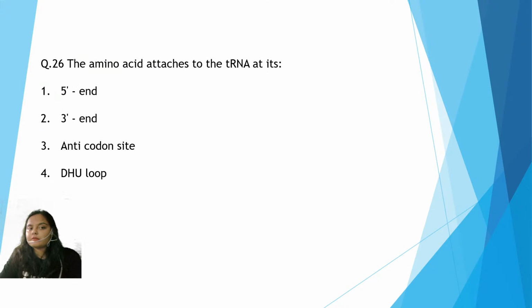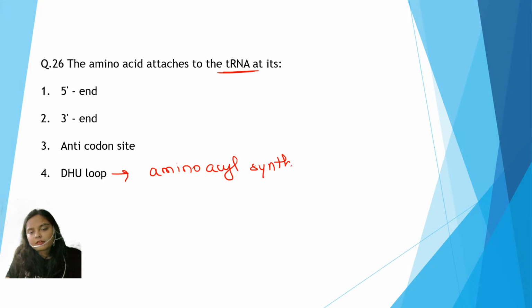So the next question, question number 26. The amino acid attaches to the tRNA at its 5' end, 3' end, anticodon site or DHU loop. So at which particular site is the amino acid attached to the tRNA? We know there are approximately 4 loops present in the structure of tRNA. First, the DHU loop, for amino acyl synthetase recognition, right? Then the anticodon, it helps in the recognition of the mRNA, reading the codons, right?